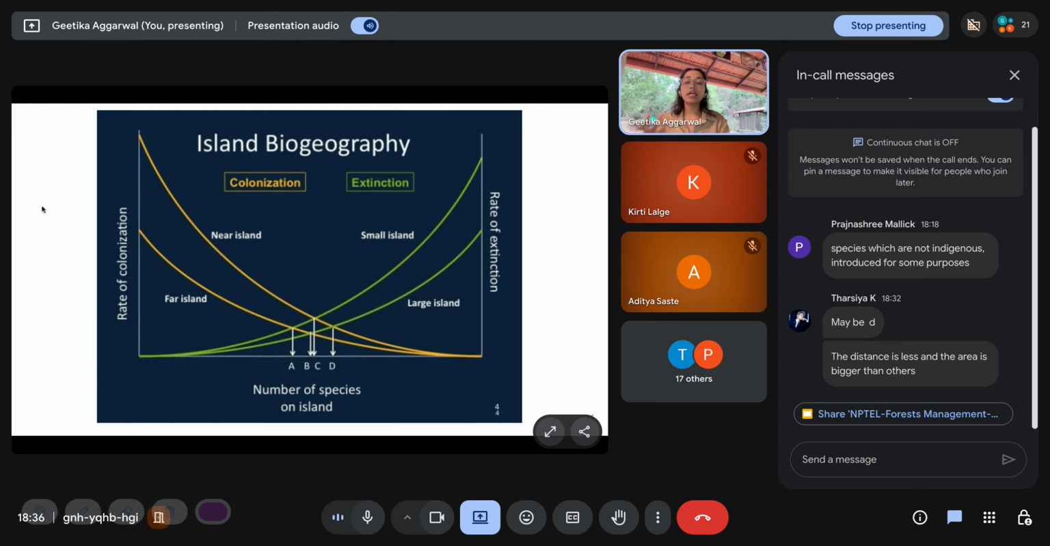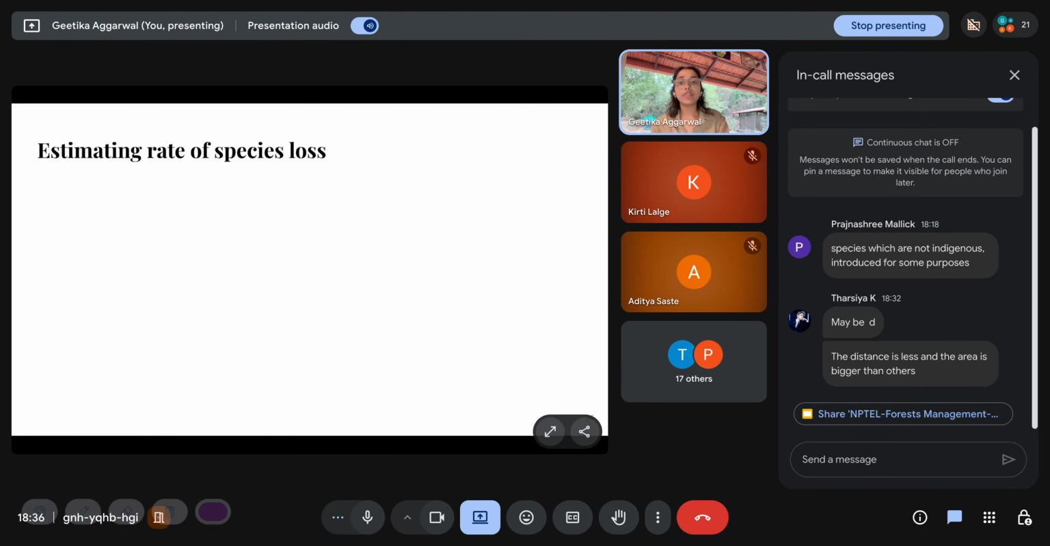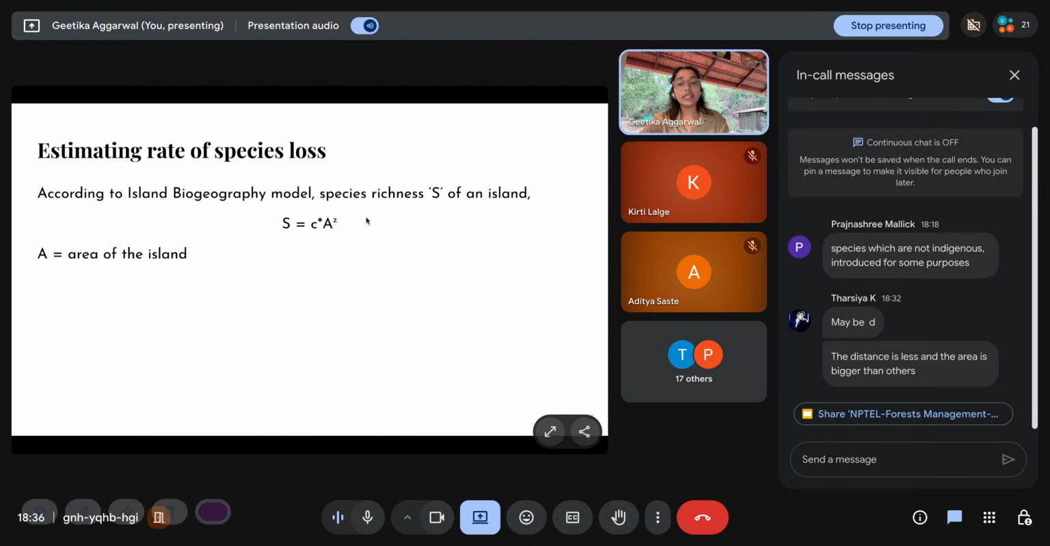Okay, so that was a little bit about island biogeography. And this will come in handy when we're trying to estimate species loss. What island biogeography says is that if S is the species richness of an island, then it will be given by this formula: S = C × A^Z, where A is the area of the island and Z and C are constants depending on the species composition of that particular area.